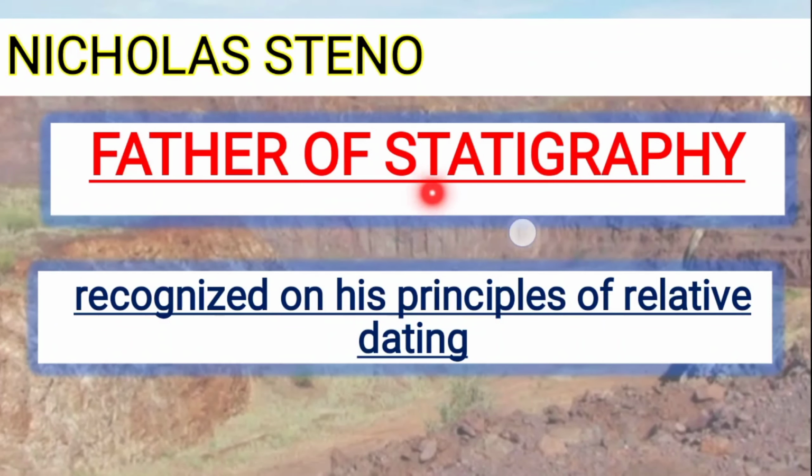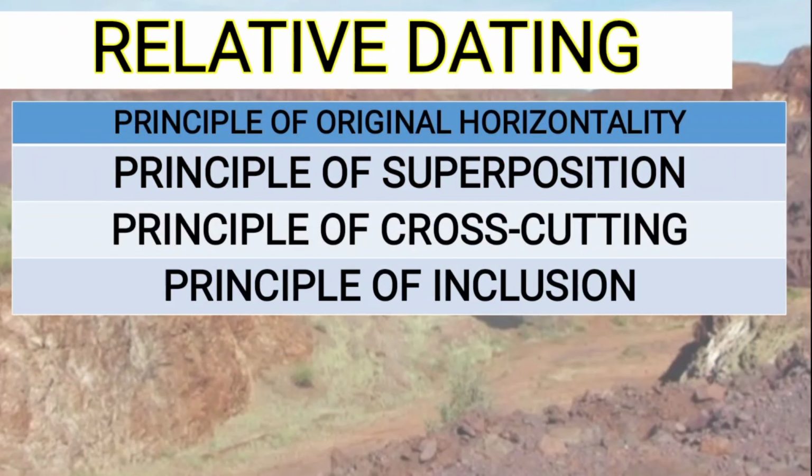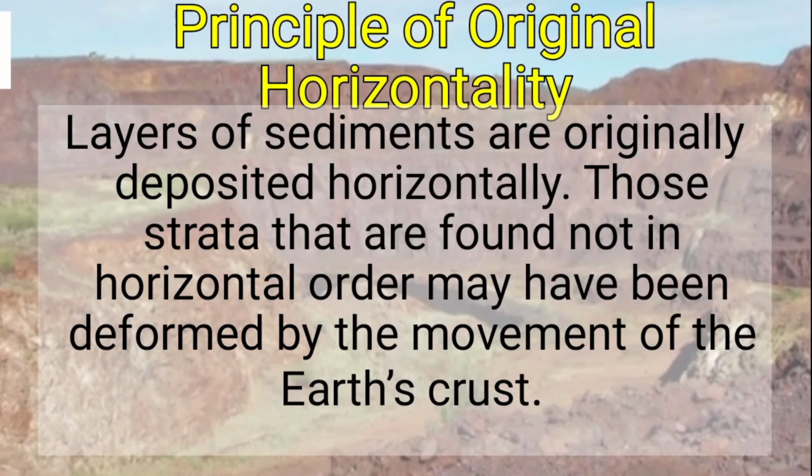Aside from being the father of stratigraphy, he was recognized on his principles of relative dating. He was very popular on his work in geology. And his principle includes 4 principles. We have original horizontality, superposition, cross-cutting, and the principle of inclusion. Let us start on the principle of original horizontality.